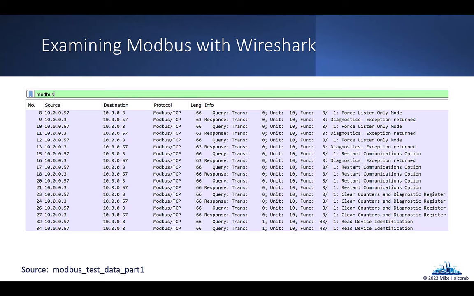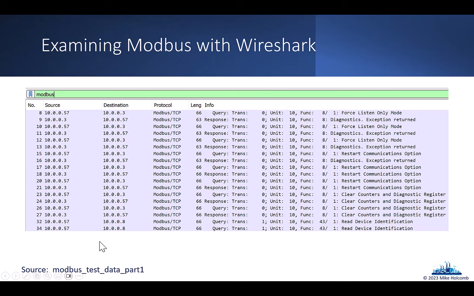I just want to see the Modbus traffic. Right? I want to see what's going on, which hosts are talking with Modbus, what types of commands they are issuing. Are they trying to make updates? Are they just reading? That's all I want to see. So you can do a filter, like in this case, where we just say, show Modbus.